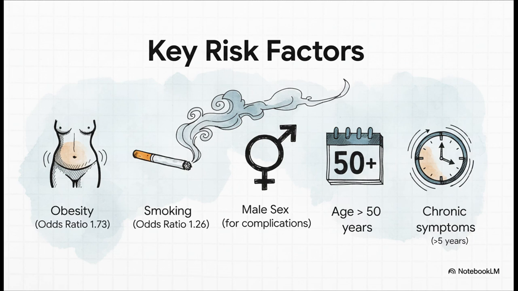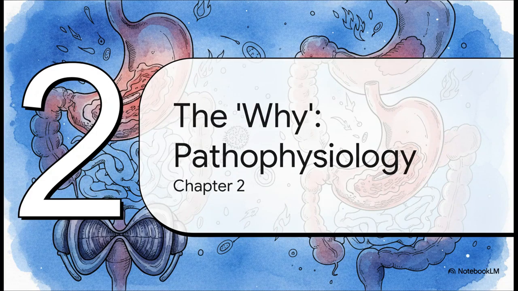So who's most at risk here? Well, the data paints a pretty clear picture. Obesity is a huge driver. It increases the odds by 73%. Smoking definitely plays a role too. And while the symptoms can affect anyone, men seem to be at a higher risk for those more severe complications, like Barrett's and cancer. And as you'd probably guess, being over 50 and having a long history of symptoms, those are major red flags. Okay, that brings us to chapter 2.